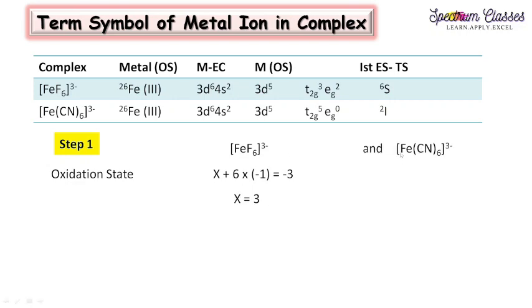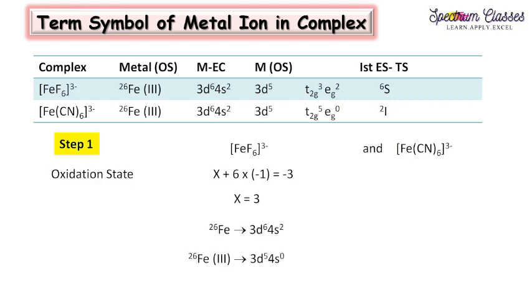You can also calculate the oxidation state of iron in this complex in the same manner. Iron has, suppose, X oxidation state plus 6 into CN, which again has -1 charge, equal to -3. And here again we are having +3 oxidation state for this iron atom.